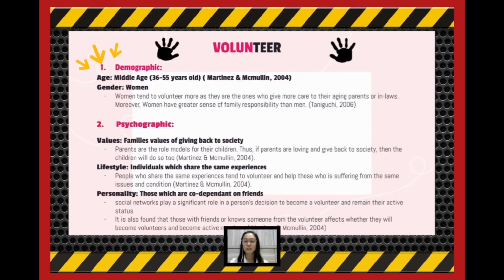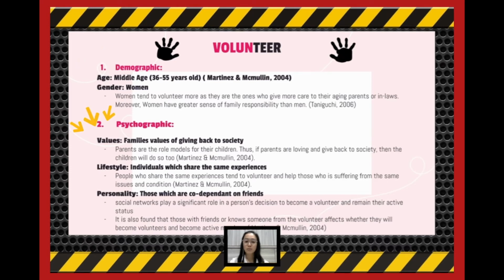First, demographic. According to a study, an organization's most active volunteering members lie between the range of 36 to 55 years old. Those individuals are usually full-timers, highly educated, and some may even be retired. In terms of gender, women tend to volunteer more, as they are the ones who give more care to parents and aging in-laws. Moreover, women have a greater sense of family responsibility than men. It is also said that females who work part-time have more time to volunteer.